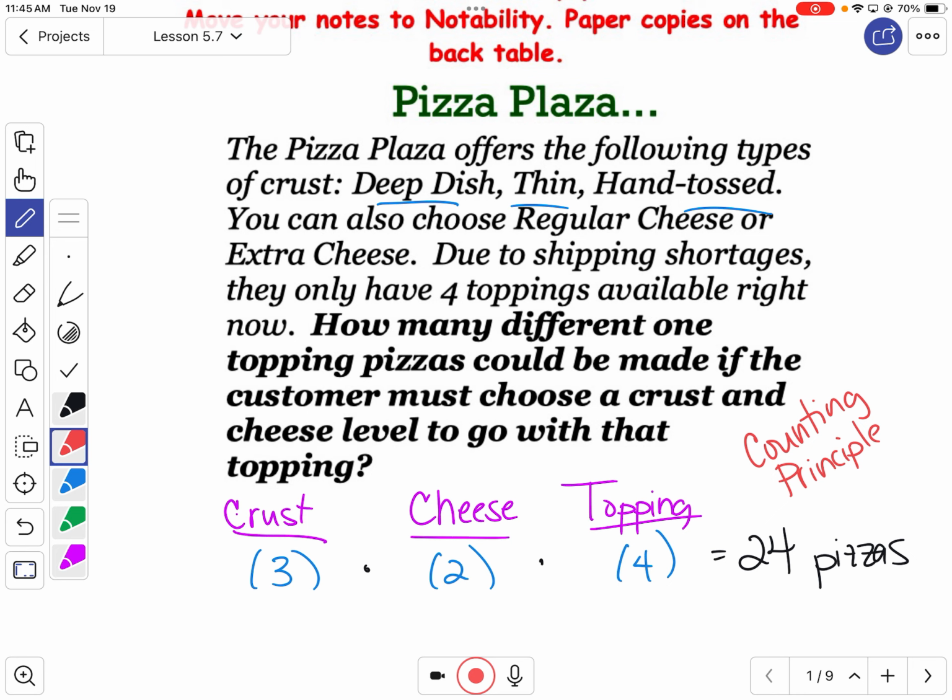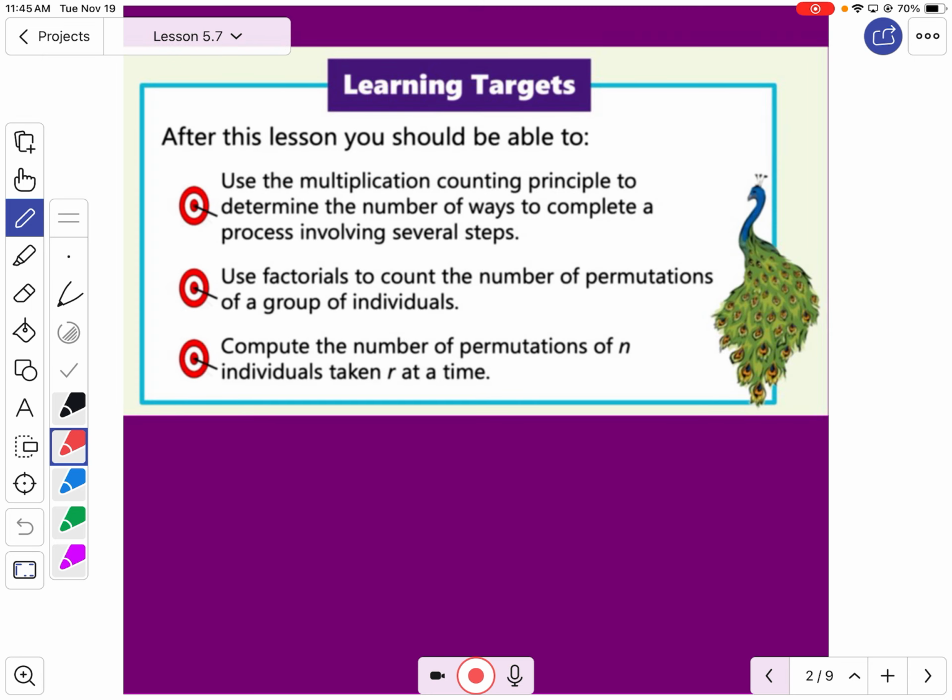All right, so let's take a look at what we're going to talk about today. We're going to talk about the counting principle some more. That's the first thing. We're going to talk about what's called factorials and permutations. Those are just big fancy words for multiplication. And then how do we compute those things? Well, we're going to use our calculator to do that. There's a button on our calculator that'll do it, which is nice. As long as we know what we need to do, the calculator will do the math for us, which is really nice.